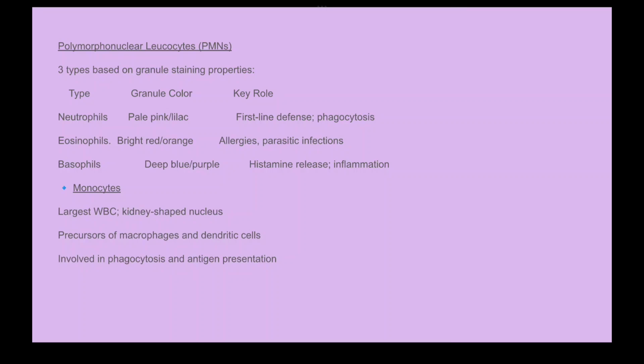The third type of PMNs are basophils, which are deep blue or purple in color. They release histamine, which acts against allergies and causes the inflammatory reaction.